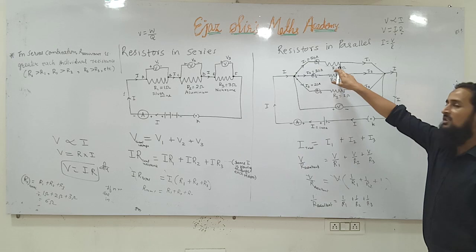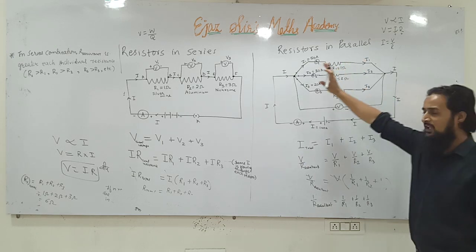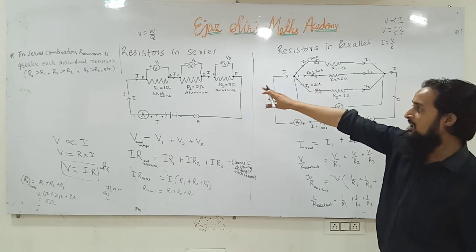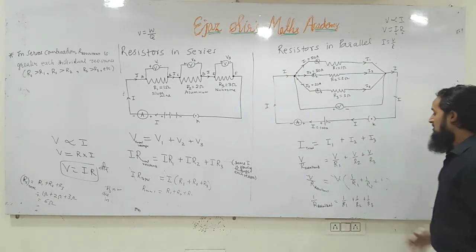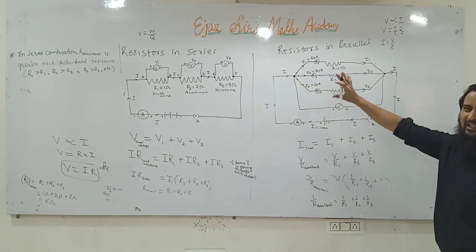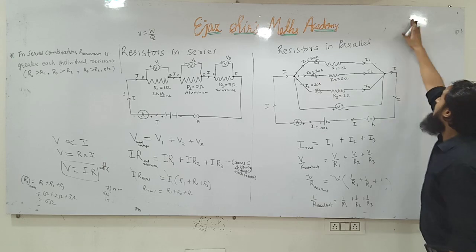अपने मन से हमने वैल्यूज ले लिए थे. R1 was 1 ohm समझाने के लिए. Do not take any value in the exam. I have taken 1 ohm, 2 ohm, 3 ohm only to explain to you. So in the exam you are not supposed to take any values. So here what was our step?